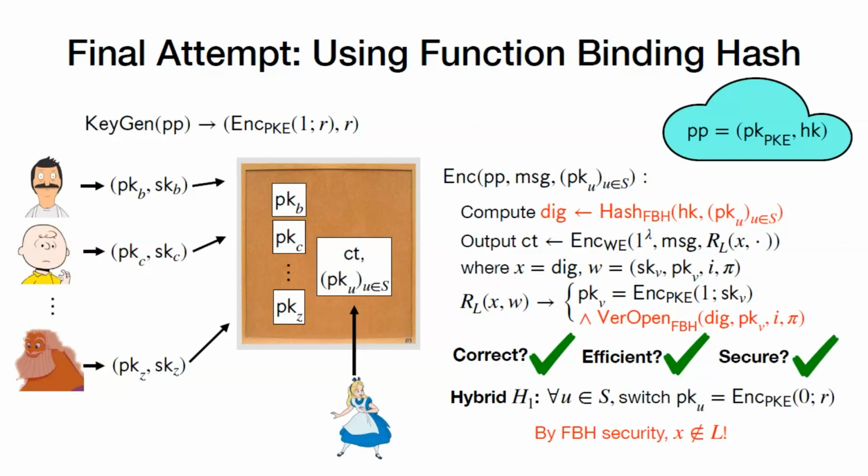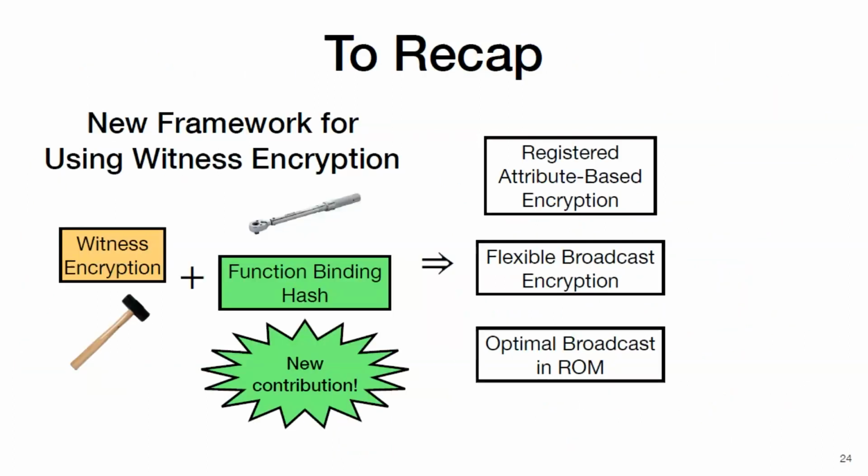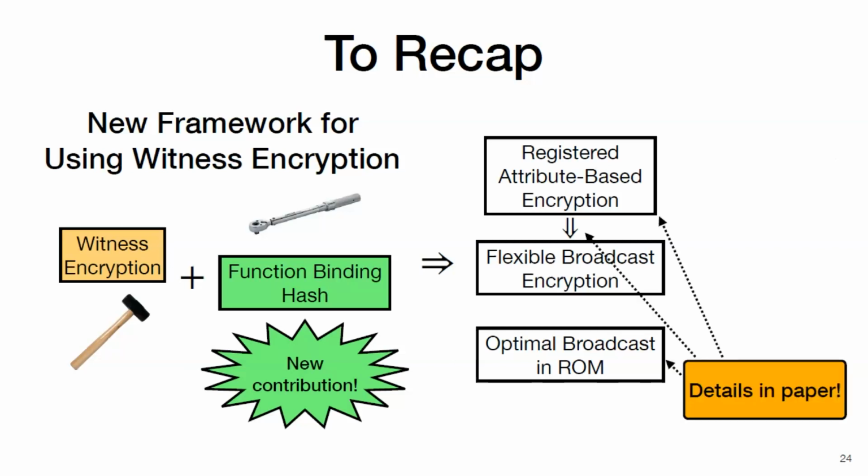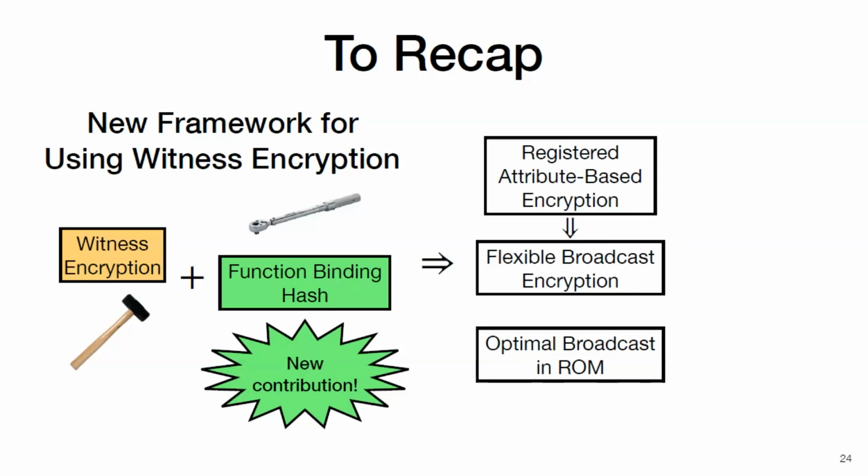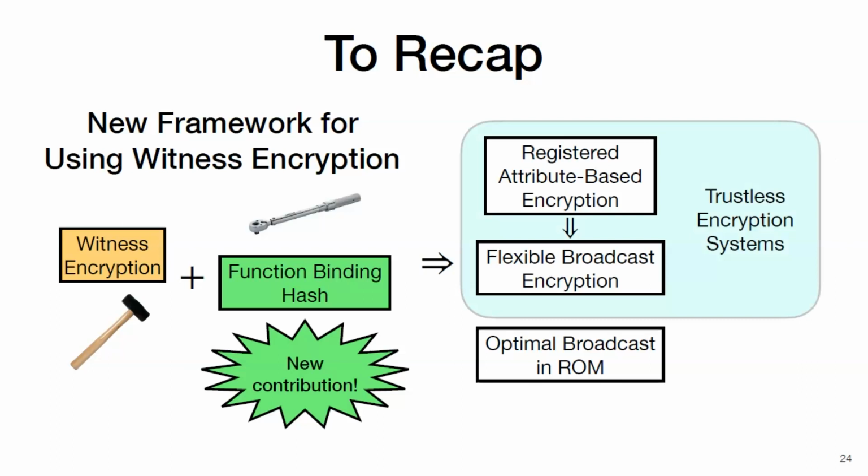The security holds. So to recap, today I focused on the example of flexible broadcast. We also show registered ABE and optimal broadcast in the same general framework, and the relationship between registered ABE and flexible broadcast. Refer to the paper for the details of the other results, and also recall that the top 2 examples are trustless encryption systems that previously were only known from indistinguishability obfuscation.